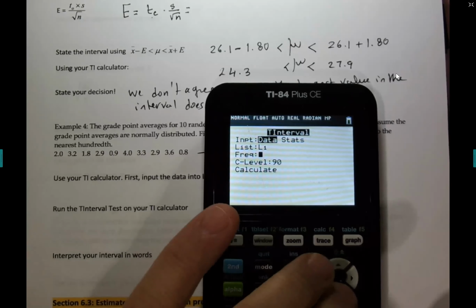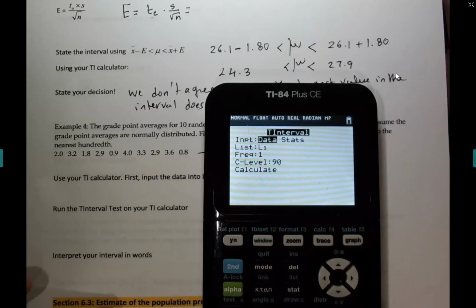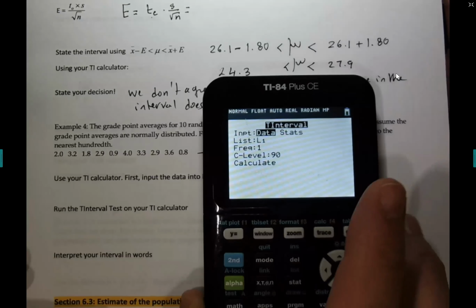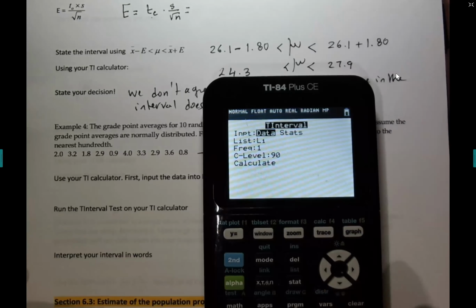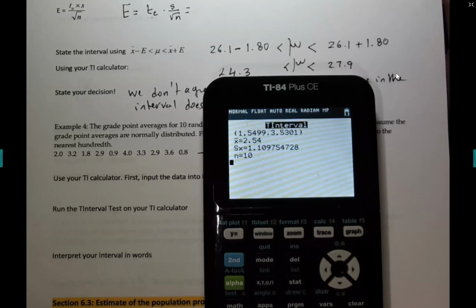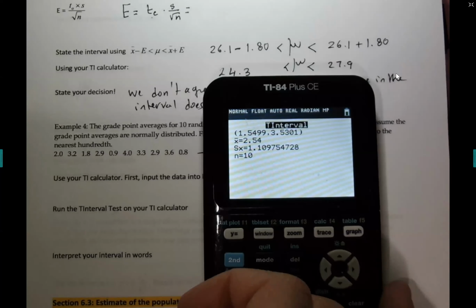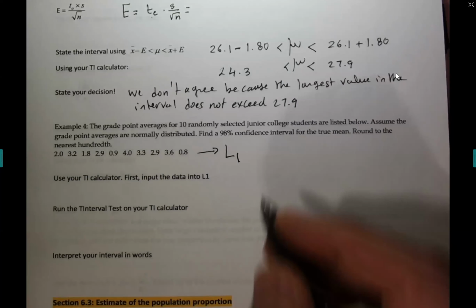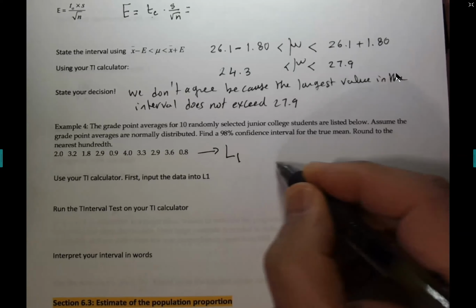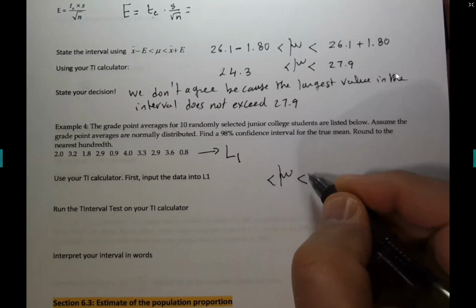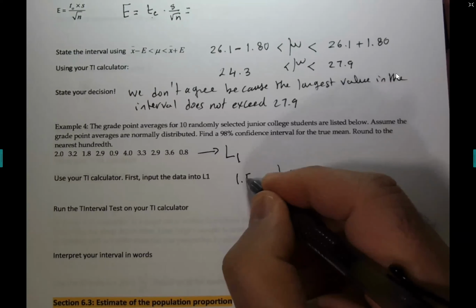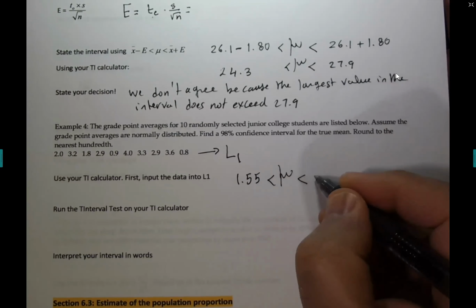And confidence level, what does he want? A 90%? Let me see. 98%. So change this to 98. Any questions, guys? Just want to make sure you understand what I'm doing here. And then hit calculate. And here's the interval. He says 2 decimal places. So T interval, the mean is between 1.55 and 3.53.